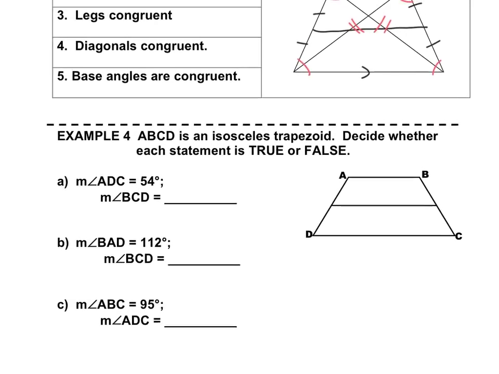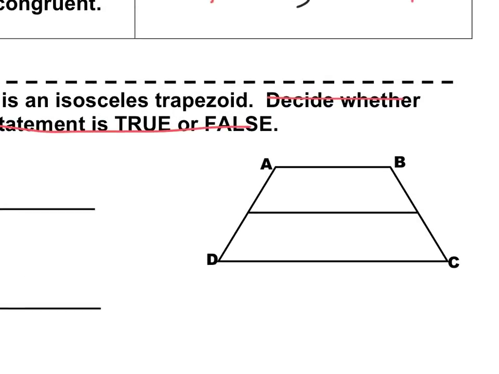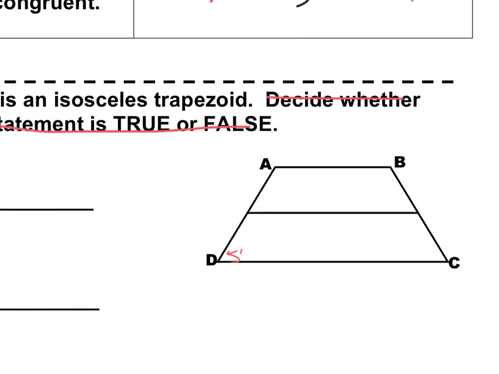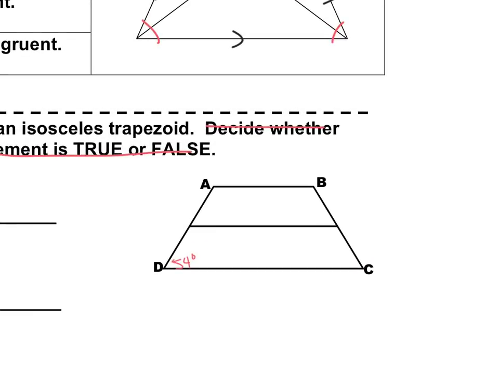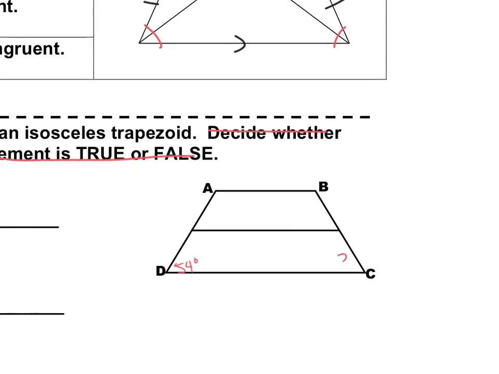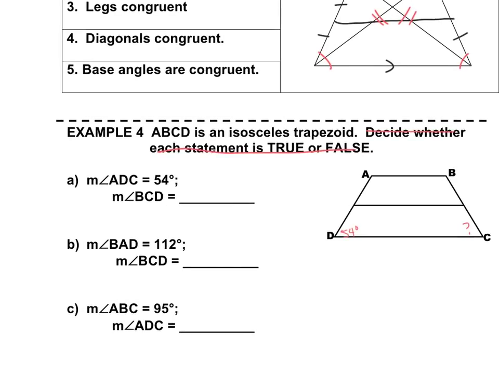So let's look at this isosceles trapezoid. It says decide whether each statement is true or false. I'm not sure where that came from. We're just going to solve. So first it says angle ADC is 54 degrees. It wants us to find the measure of angle BCD. Well, if I look up at my picture, I realize that base angles are congruent. So if ADC is 54, BCD is also 54 degrees.